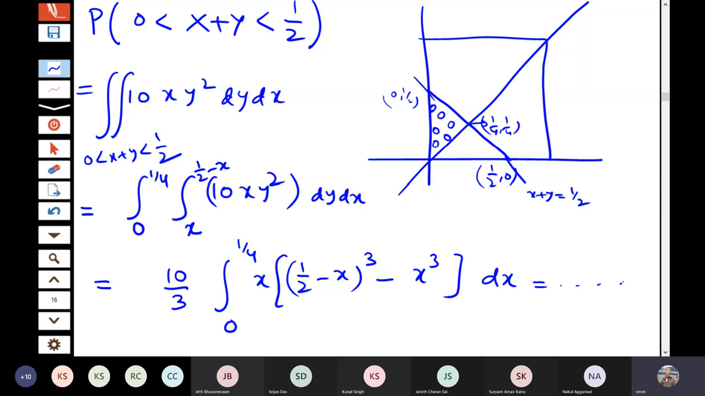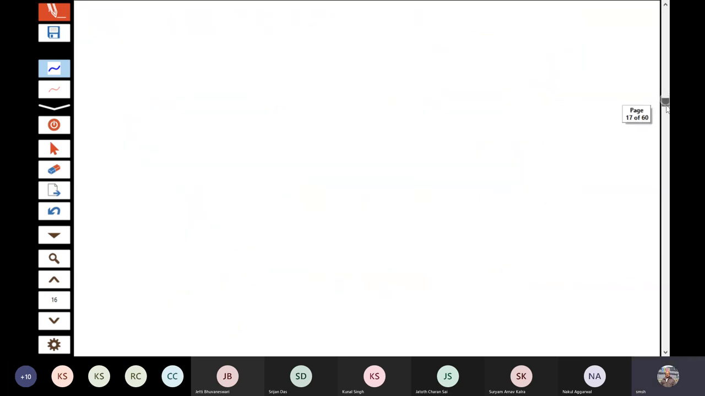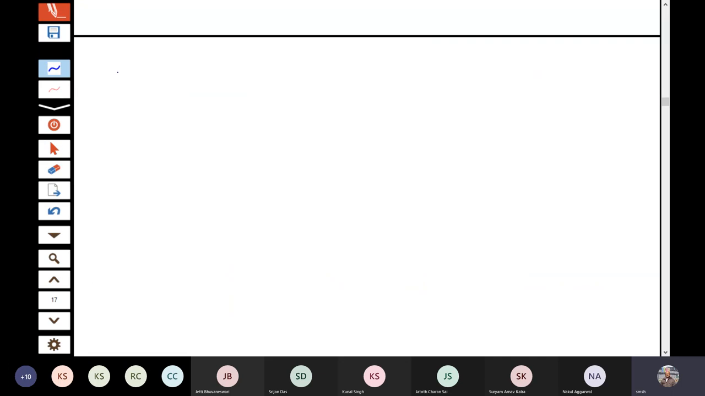Suppose I give another joint probability calculation. Suppose I say, what is the probability that x is between 0 and say half, and y is between say 1 by 4 and 3 by 4. Okay.